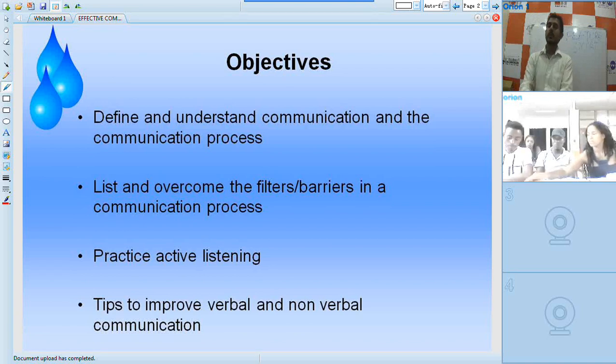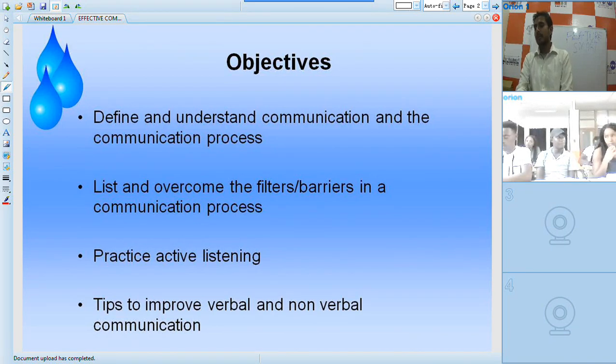First, you need to define and understand communication and the communication process. Then you have to list the filters to overcome, the barriers. What are the barriers in the communication process? There are many barriers while communicating with others at the workplace.